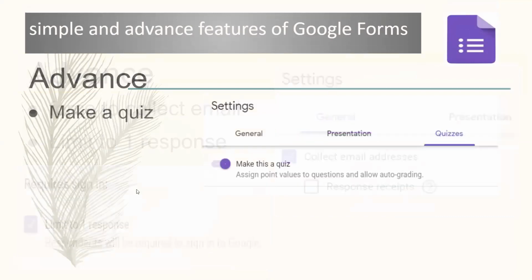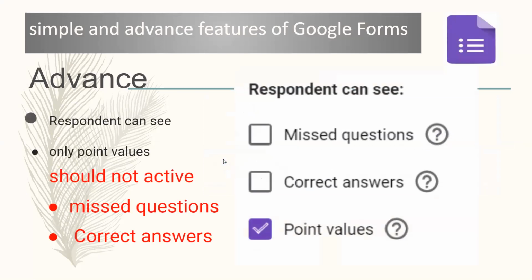Okay, and make a quiz. Of course, we are going to make a quiz, and we have to turn on this feature to make our question a quiz. Good. The other thing, please focus with me, because these options should be only the point value. We have to make visible to a student only the value of how much he got.